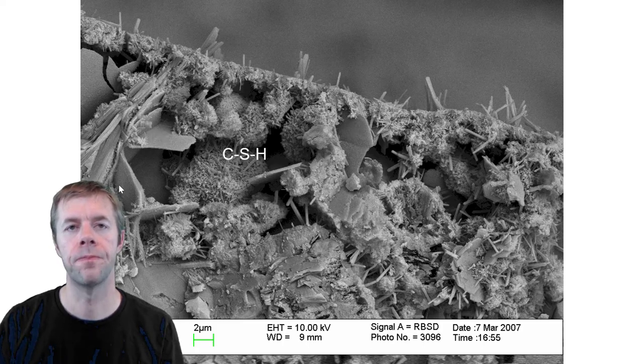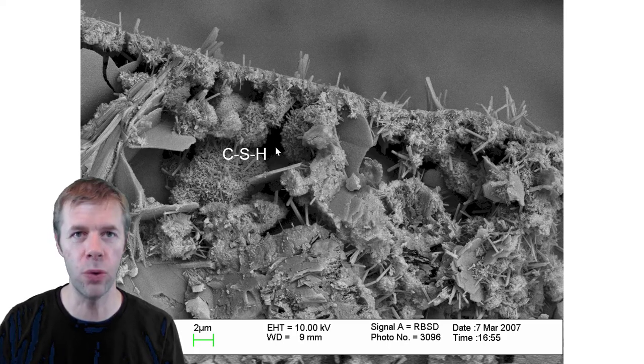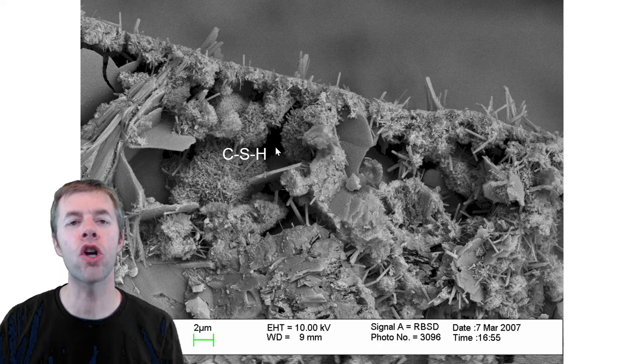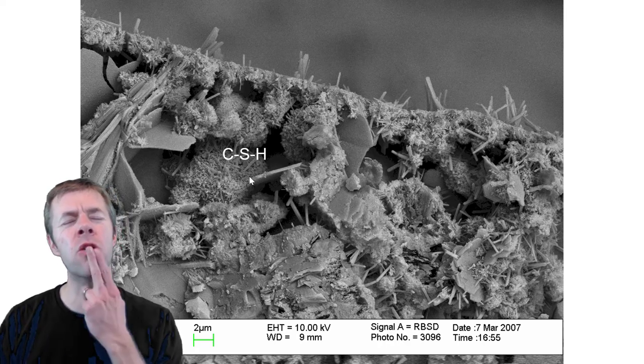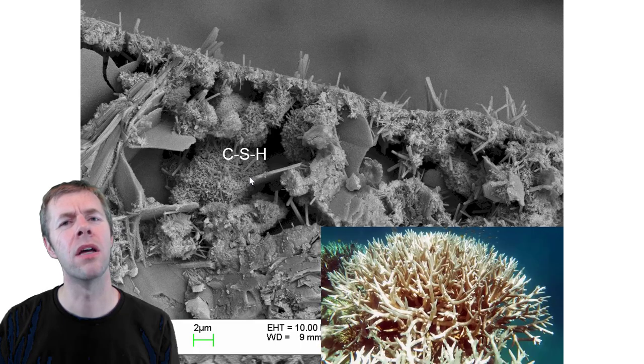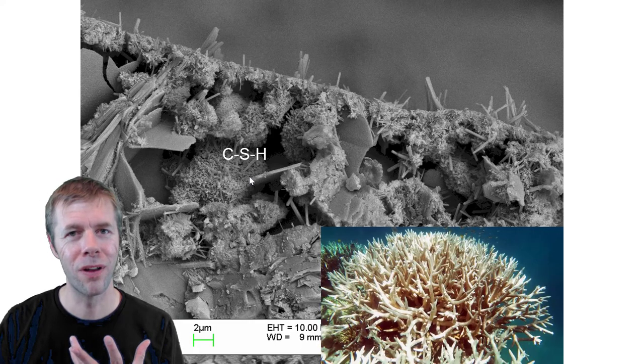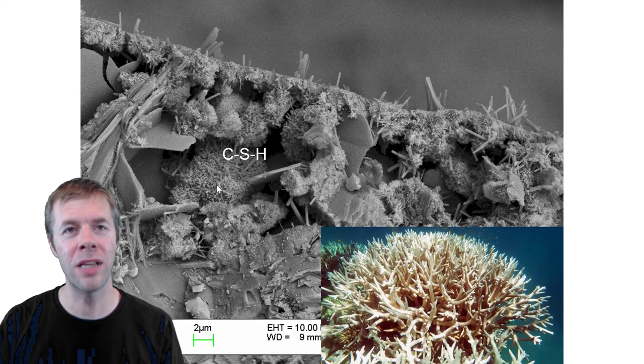All right? Now this is CSH, calcium silicate hydrate. See this black area? That's a void next to it. It's trying to close in or fill that up, okay? And do you remember what this looks like? Coral. I've shown you some coral. Doesn't that look like coral?